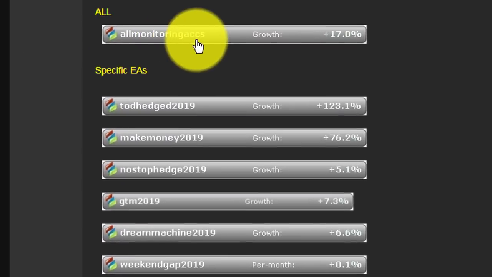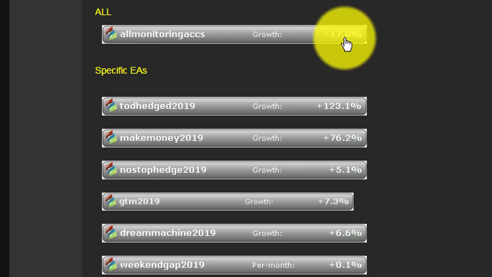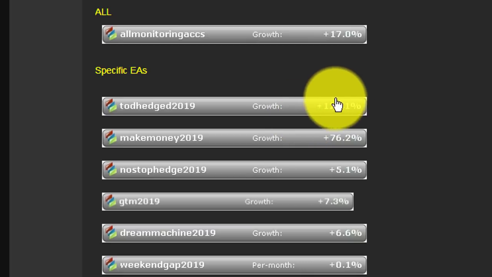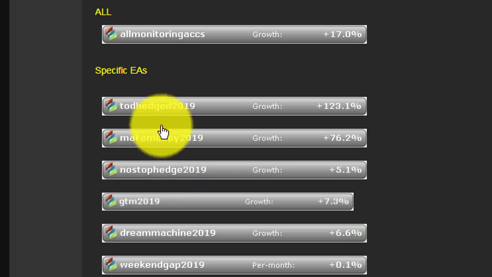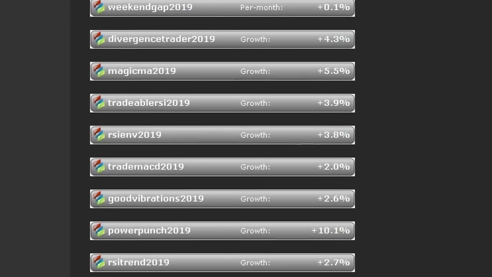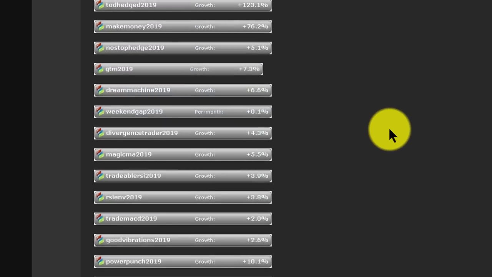So the total growth that the portfolio is showing at the moment is 17%, and if we scroll down here, we will see all of the EAs that have profitable elements in them. So what is shown here is the profitable elements of the EAs. We are not interested in the negative ones because they are going to be eliminated or changed, or there's going to be some decision made on the negative ones. Remember, the process is to get rid of the negative ones and only have the positive ones.